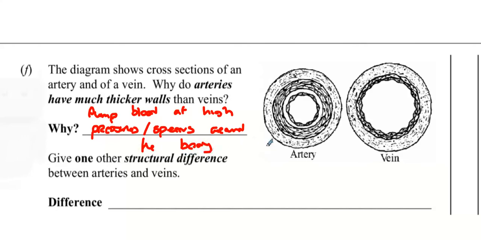Give another structural difference between arteries and veins. Veins actually have valves, because in veins the blood's running a lot slower. When you're going up, let's say from the leg back up to the heart, you need valves to stop the blood leaking back down. Okay, so you need valves. Okay, so veins have valves.